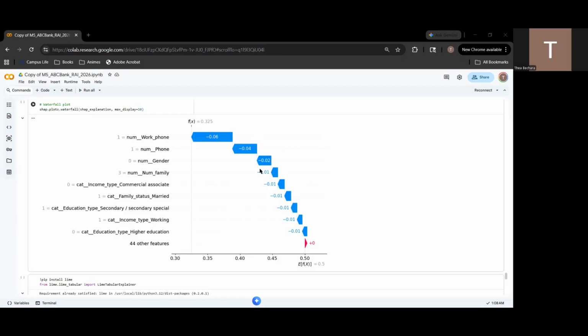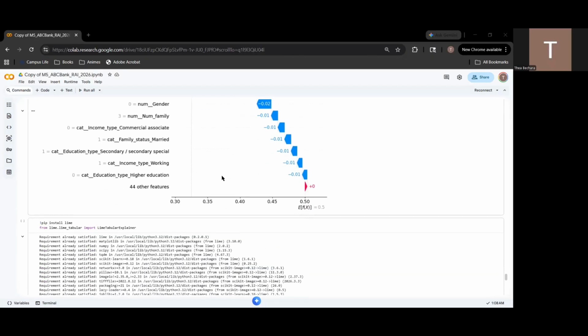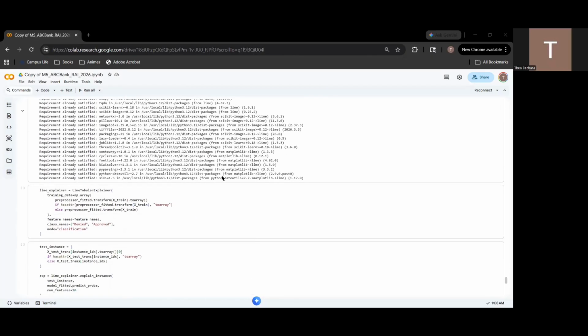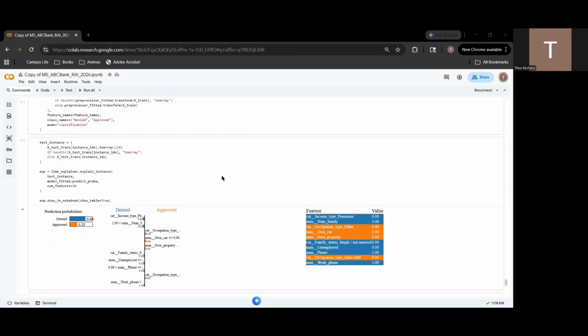We also use LIME to explain individual predictions. The orange and blue bars show which features supported approval or denial for a specific applicant. This allows analysts and regulators to understand the reasoning behind each automated decision.